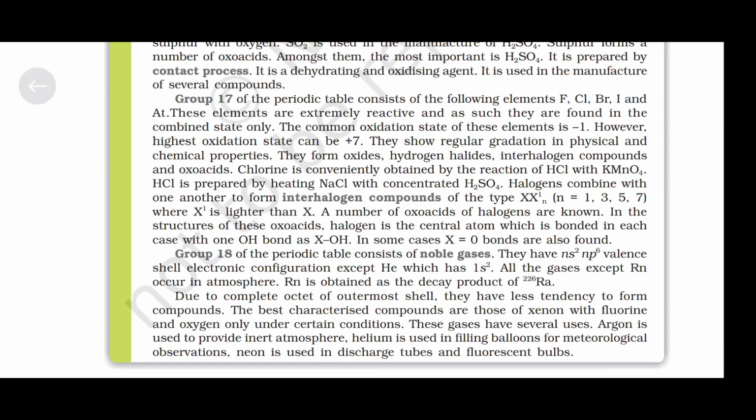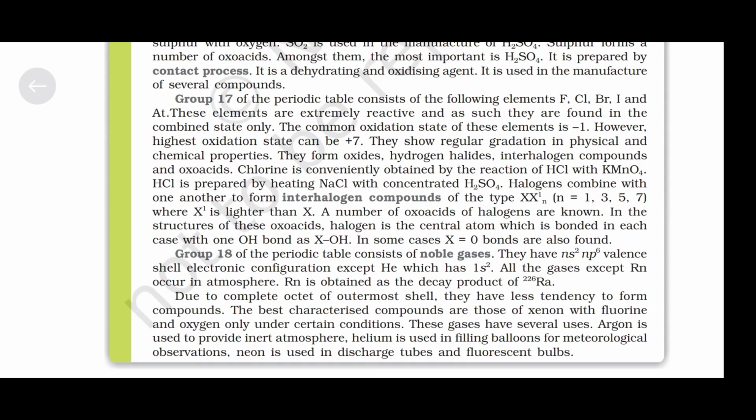A number of oxoacids of halogens are known. In the structure of these oxoacids, halogen is the central atom which is bonded in each case with one OH bond as X-OH. In some cases, X=O bonds are also found. X double bond oxygen bonds are also found.